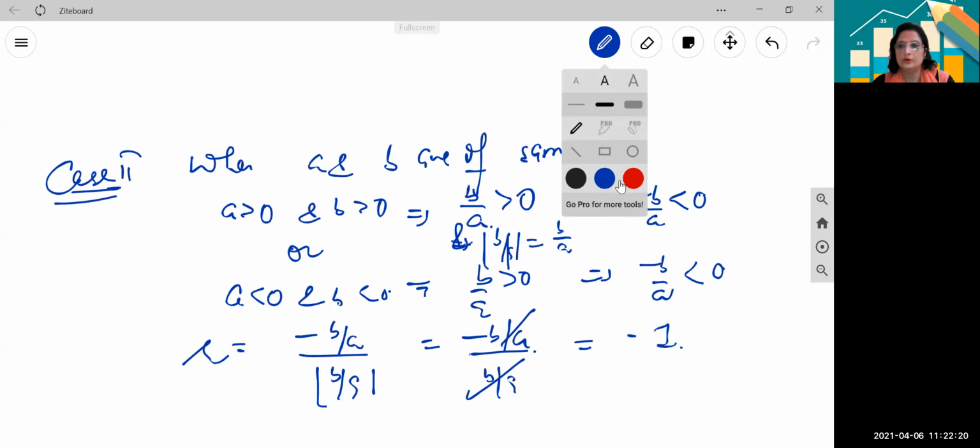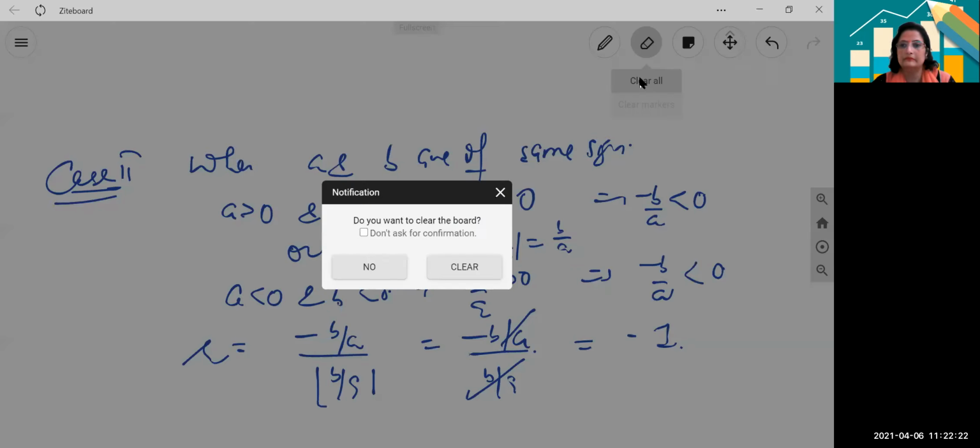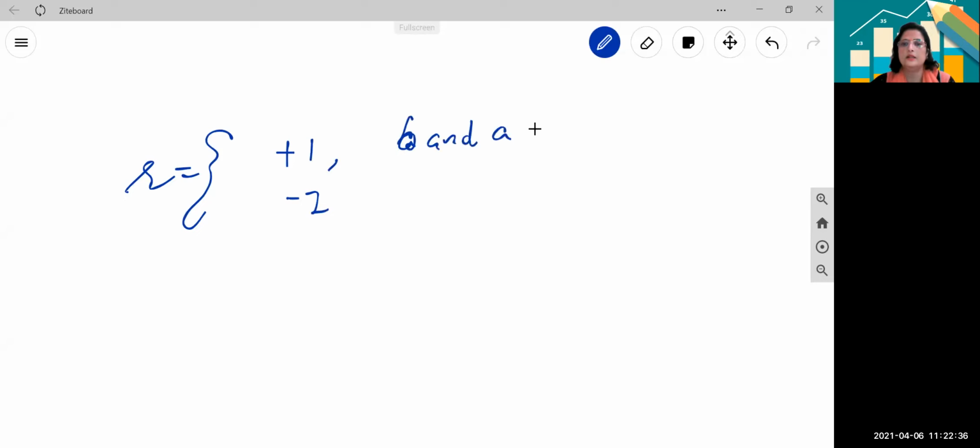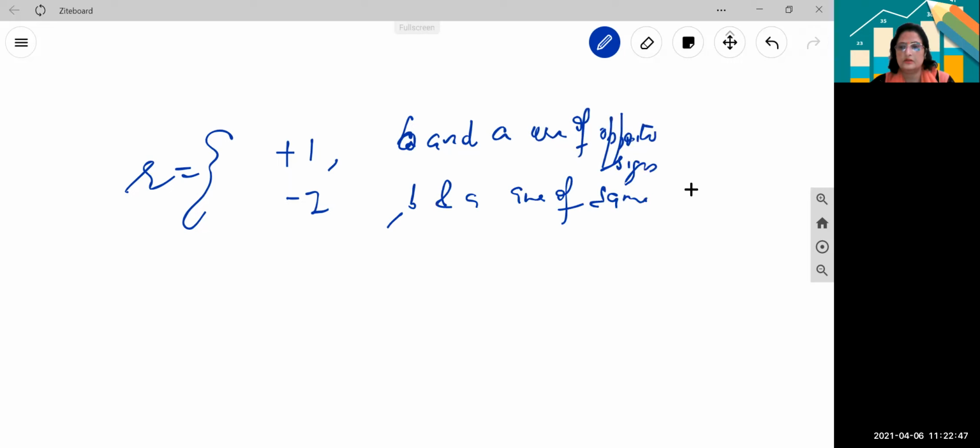So we will conclude by this. We will conclude the same. Therefore, r is giving plus 1 when a and b, actually in proportion b comes first, b and a are of opposite sign, and minus 1 when b and a are of same sign. So that completes this theorem.